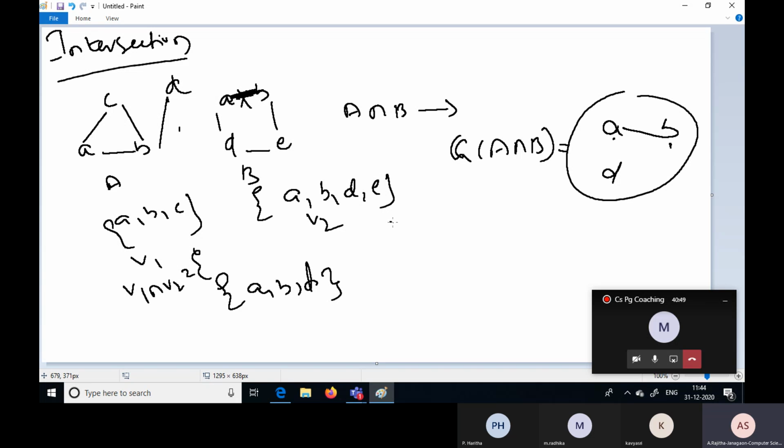Here A to C and like this, and P A to B and here P, here Q. Then in this case A intersection B is nothing but the common elements. Here the common elements are A and B.